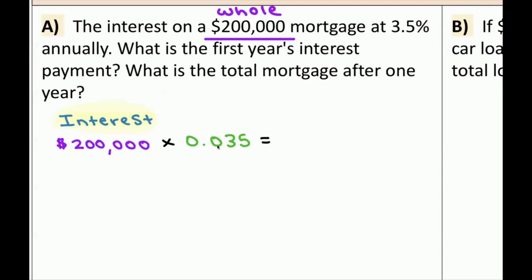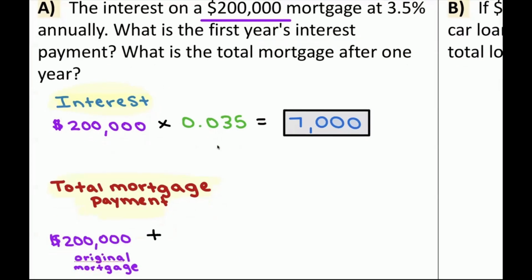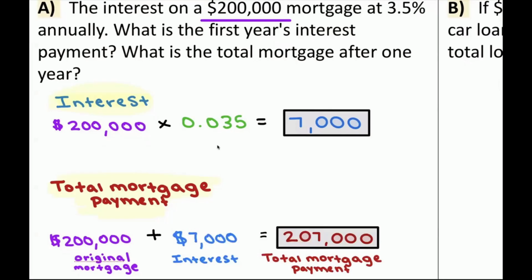I divided 3.5 by 100 to get my decimal, and that means 3.5% of 200,000 is 7,000. So that's how much extra you have to pay on this loan. And so the total mortgage payment would be 200,000 plus the 7,000 to get 207,000. This is assuming that you haven't paid any of it as well. Let's check our work for B.